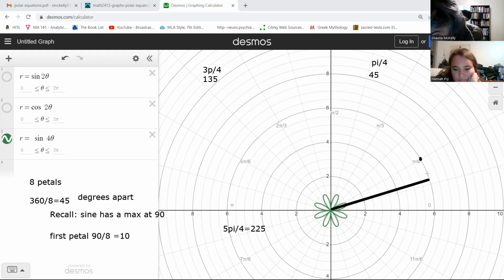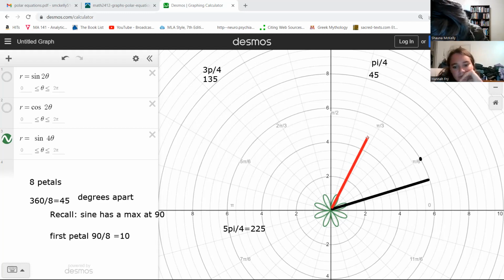Okay. Now from this 10, where's the center? Now the next petal, let's put this here. The next petal has a line that's a little more believable. Right about here.